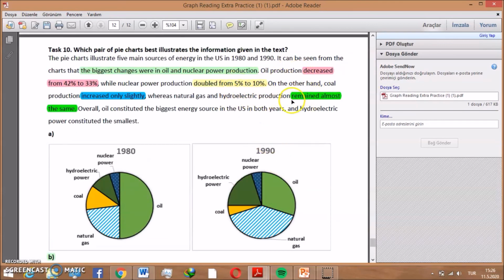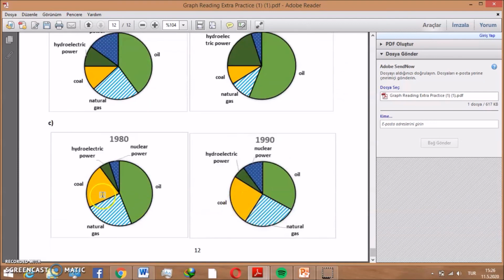But let's go on. On the other hand, coal production increased only slightly. Slightly means, I mean, not that much. Very little, let's say. So let's find it. It is the yellow part. But it says increased. Here, it decreases. Therefore, it increased here very little. See, so C is our answer, obviously. So we finished the task. I hope it was clear for you. So good luck and see you in other tasks.